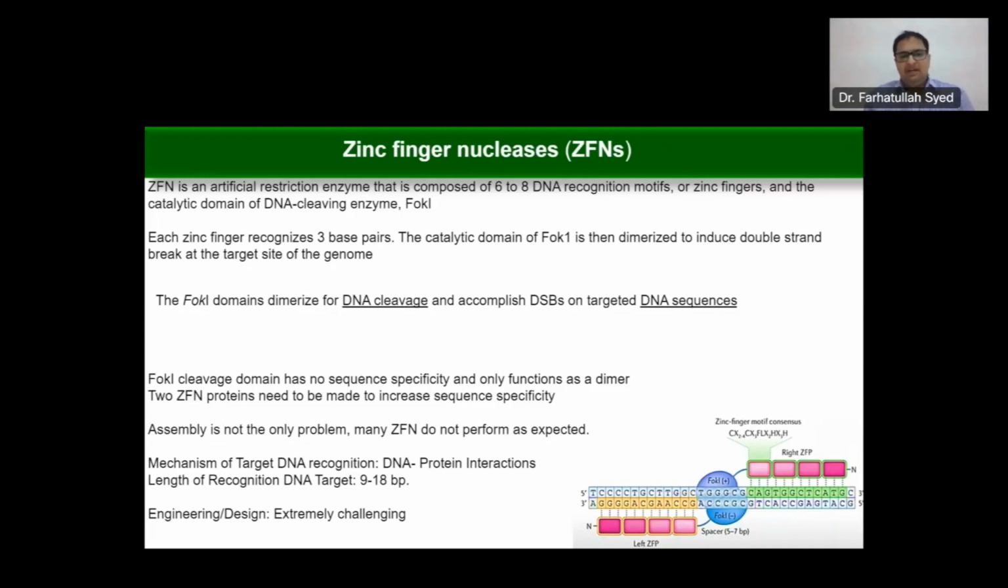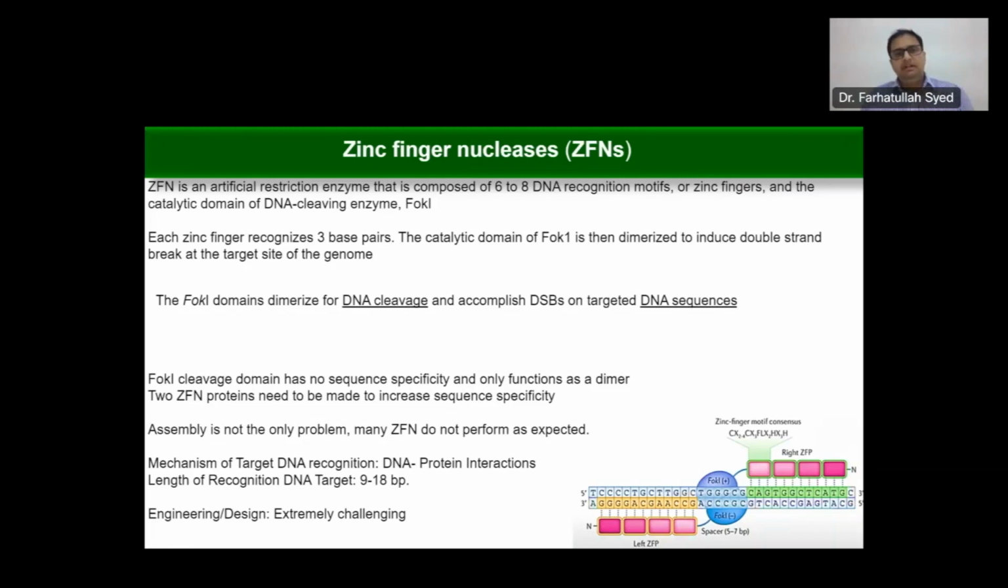The mechanism of target DNA recognition is based on DNA-protein interactions, and the length of the recognition DNA target is 9 to 18 base pairs for these zinc finger nucleases. But unfortunately, these zinc finger nucleases are extremely challenging to engineer or design for specific sequences. That's why the popularity is not there for these.